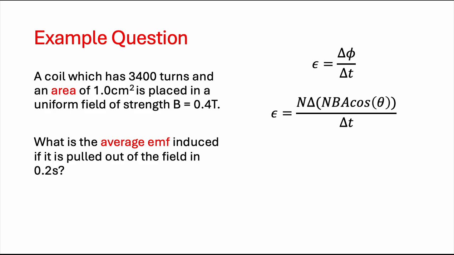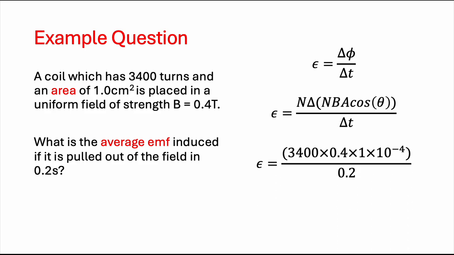We know n is 3,400. We know B is 0.4. We know the time. And then we just need to do a little bit of a conversion here, which is to take that area from 1 centimeter squared into meters squared. Well, 1 centimeter squared, that's 10 to the minus 2 squared. That's 10 to the minus 4. We're going to divide that by the time, 0.2 seconds, and we're going to get an EMF of 0.68 volts.